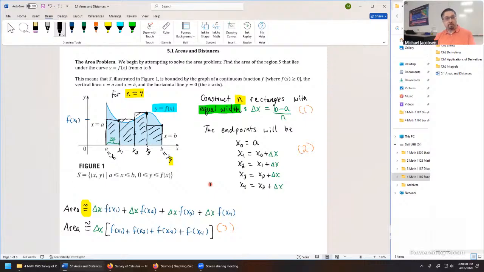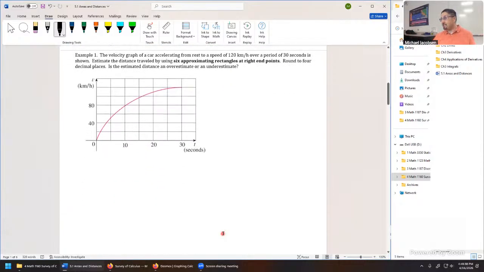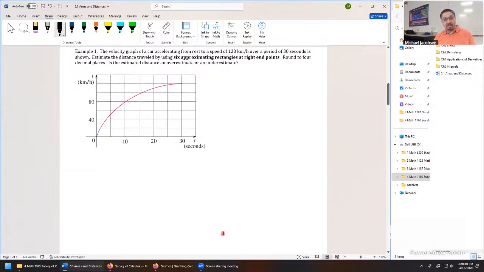Okay, well, let's try out one where we're going to go beyond just writing this down and actually put a number on paper. So I like this problem here because it gives us a good idea of what these area problems are really all about. So here's a first applied problem in this section. We're told the velocity graph of a car that's accelerating from rest to a speed of 120 kilometers per hour over a period of 30 seconds is shown.